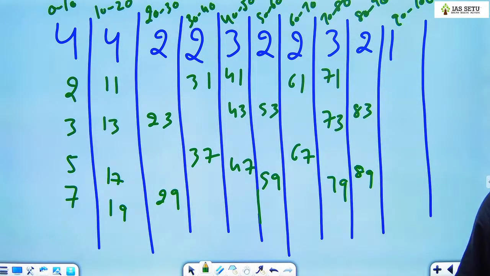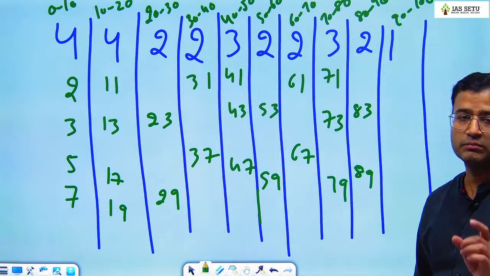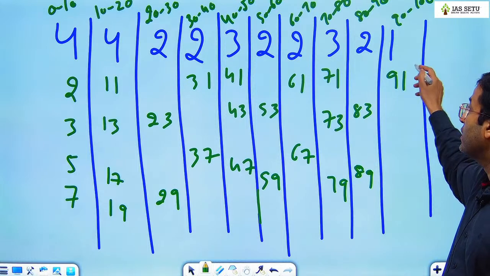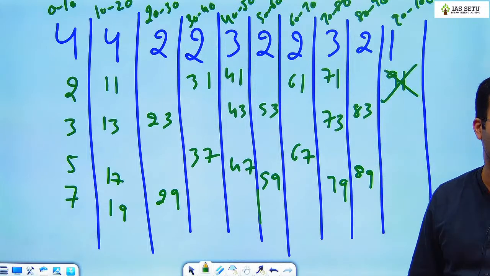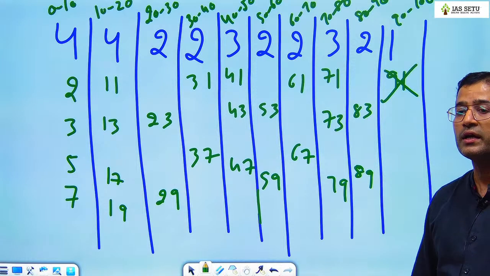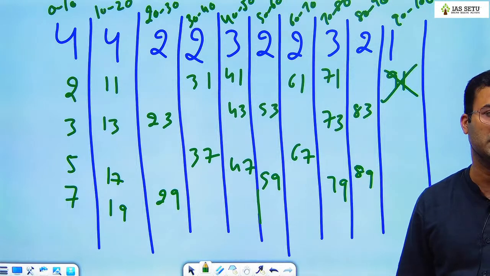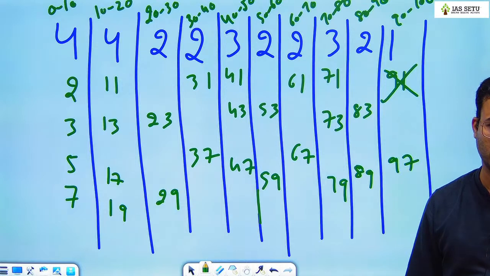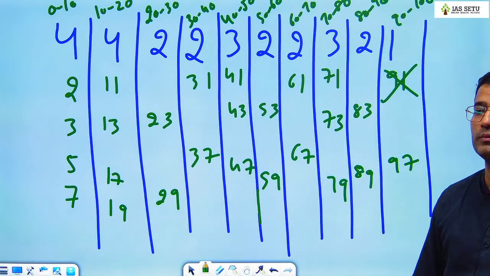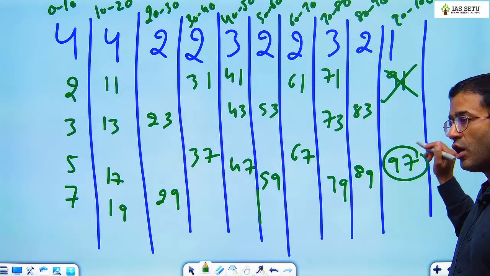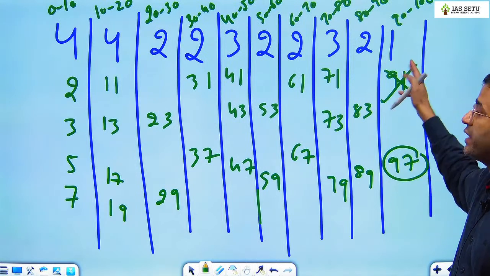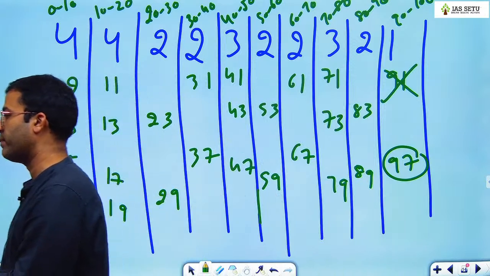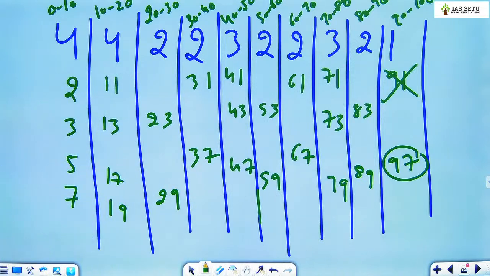Next between 90 and 100, some students by mistake take 91 as a prime number, but I tell you here 91 is not a prime number. 91 is divisible by 7 and 13. We have the prime number 97. And this is another factual information: 97 is the only prime number between 90 and 100.